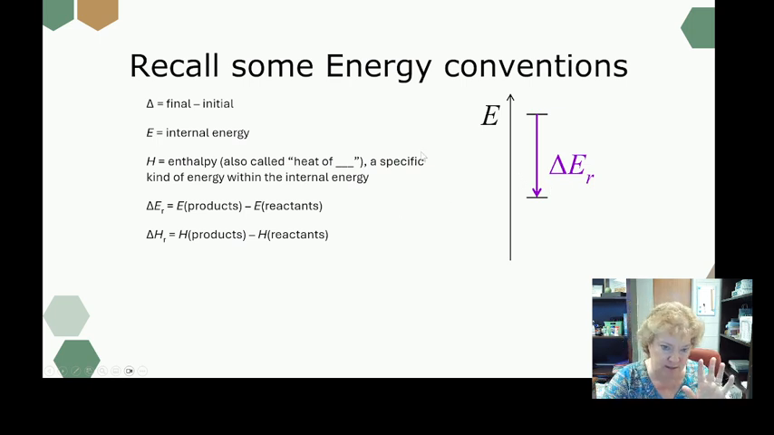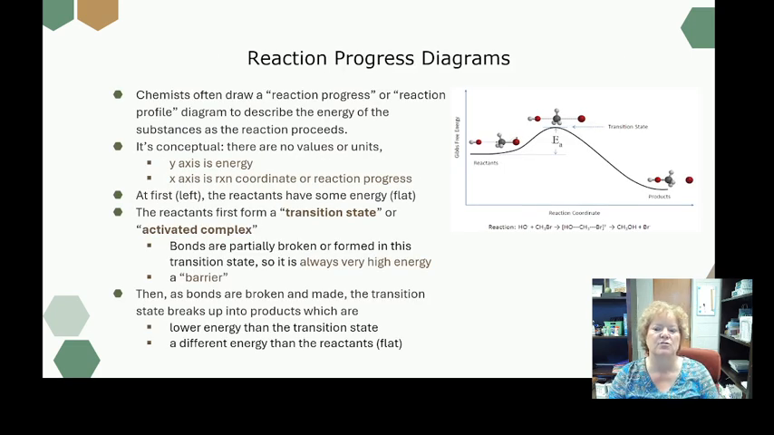All right, so now let's talk about what we expect happening in a reaction. We're going to use these things called reaction progress diagrams, or sometimes reaction profiles. And these energies are saying what is happening to the energy throughout the process of the reaction. In Gen Chem 1, you probably did some thermochemistry where you talked about specific heat and enthalpies of reaction. Now we're looking more on the theoretical side of why it is changing.